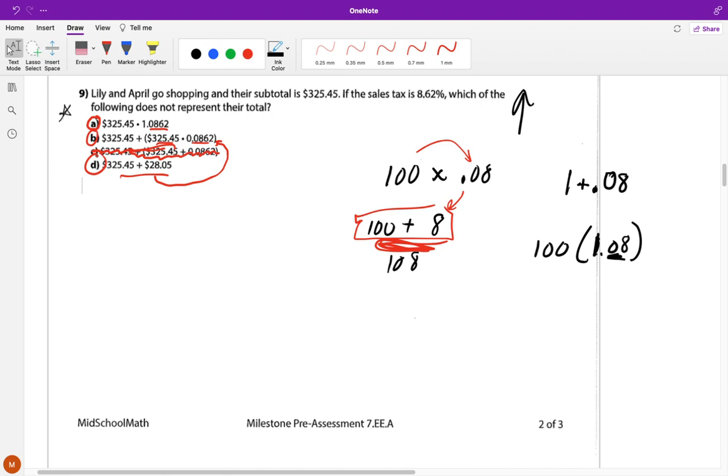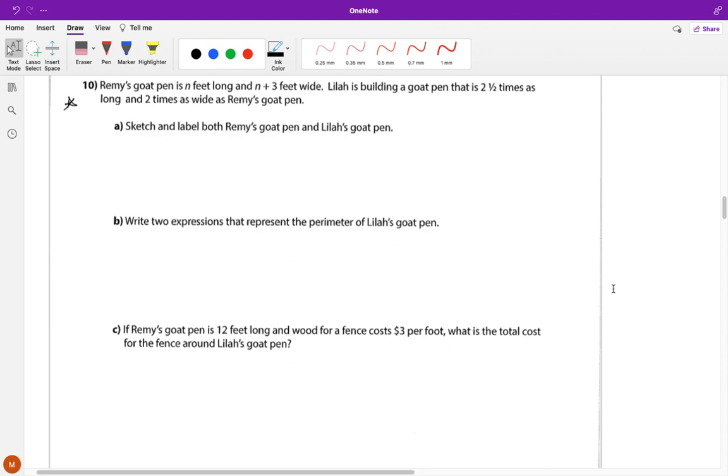You wouldn't have to do all of that. You would just actually give me the answer of 108, or what these two numbers are added together. All right, and then the last question for this worksheet is: Remy's goat pen is n feet long and n plus 3 feet wide. Leela is building a goat pen that is 2.5 times as long and 2 times as wide as Remy's goat pen. Sketch and label both Remy's goat pen and Leela's.